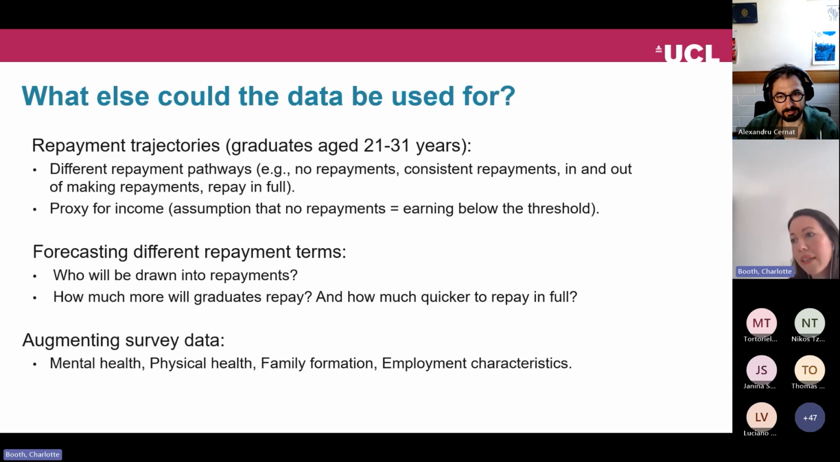And augmenting this with survey data is really beneficial because we have lots of information about things like their mental health, physical health, family formation, and employment characteristics that you could supplement into your analyses.